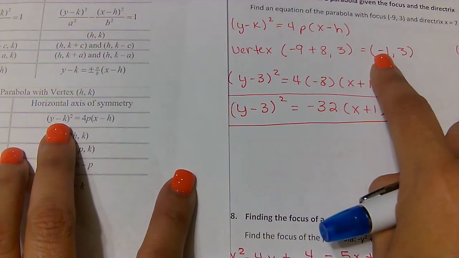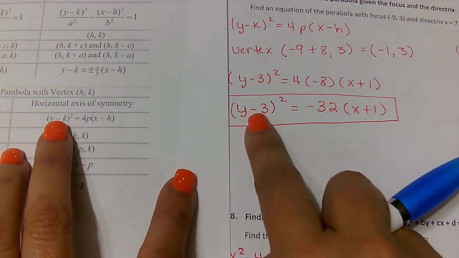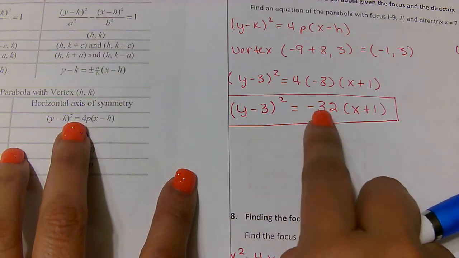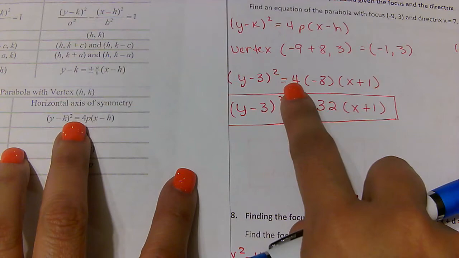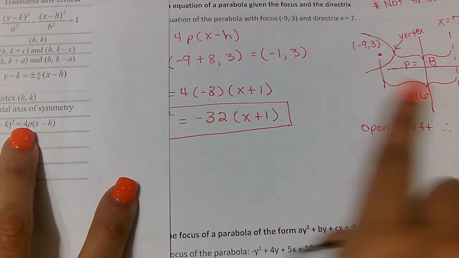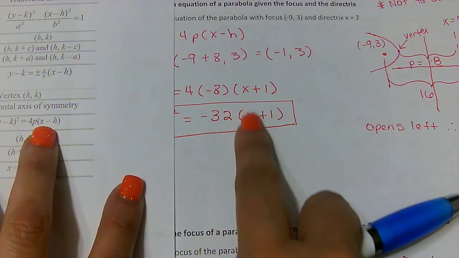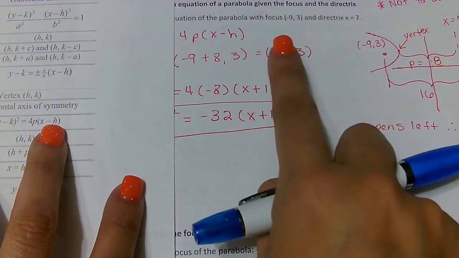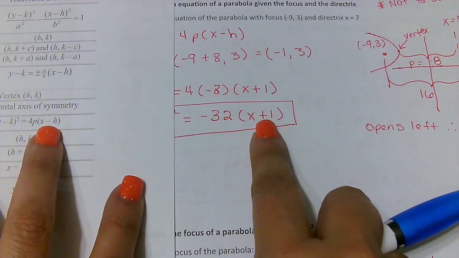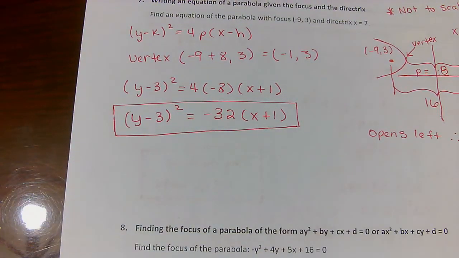Now that I know that this is h and this is k, I can go ahead and write it in this form. Y minus k, which in this case is 3, and you need to square it, is equal to 4 times p. We said that p is equal to -8, so 4 times -8 is going to be -32. X minus h. Since our h is -1, we have a -1 times a negative, which gets me a +1. This will be the formula that we're looking for.